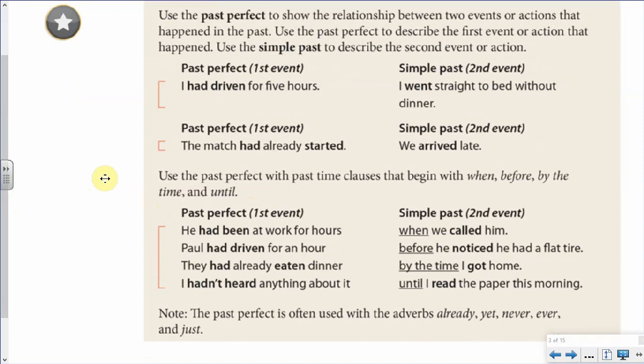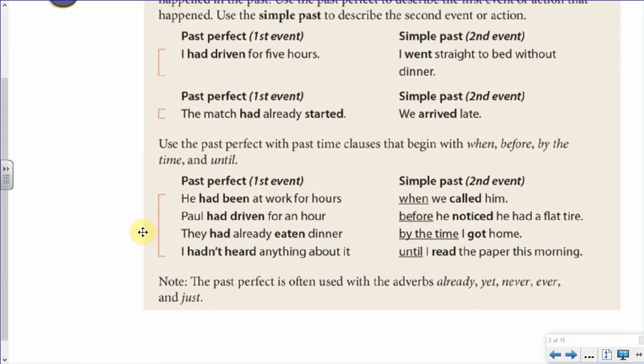Now, if we would like to put those two sentences into one sentence, then we need some keywords to do that. So if you read this with me, we can use the past perfect with past time clauses that begin with when, before, by the time, and until. Let's have a look at these in action. We had been at work for hours when we called him. So you can see here that we have a full stop one time here at the end of the sentence.